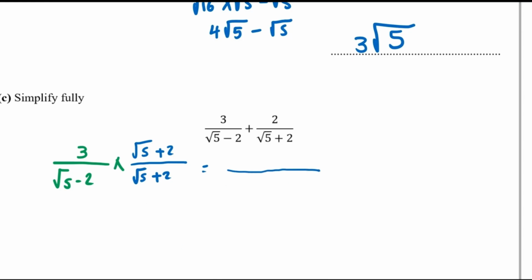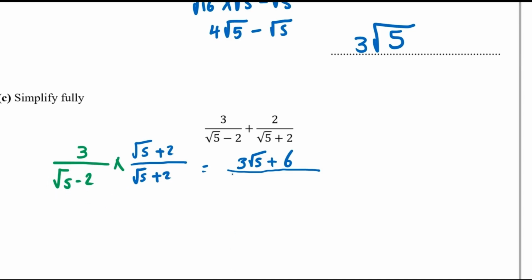So here we're going to start from the top of the fraction. 3 times square root 5 is 3 square root 5, and 3 times 2 is 6. So then we move to the bottom of the fraction, and as you know what we should do here, square root 5 multiply each term, and then minus 2 multiply each term. So how to do this one?